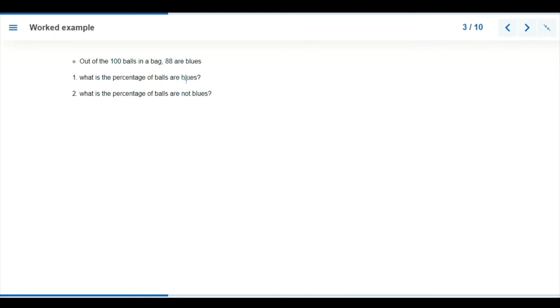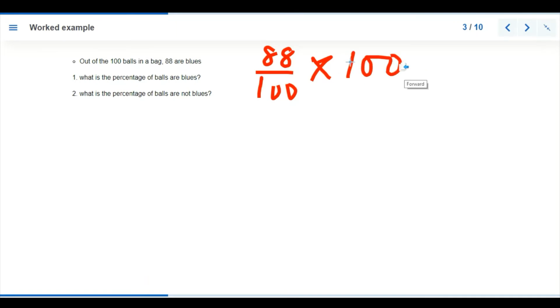But for the first one, we have blues already. So the number of balls that are blue is what? 88. So we have 88 over the total number, which is 100. All we just need to do is what? We multiply by percent. Since we are expressing in percent, we multiply by 100. Then this will cancel this. Remember, we are solving everything in percent, so we are going to have 88% for the first one.